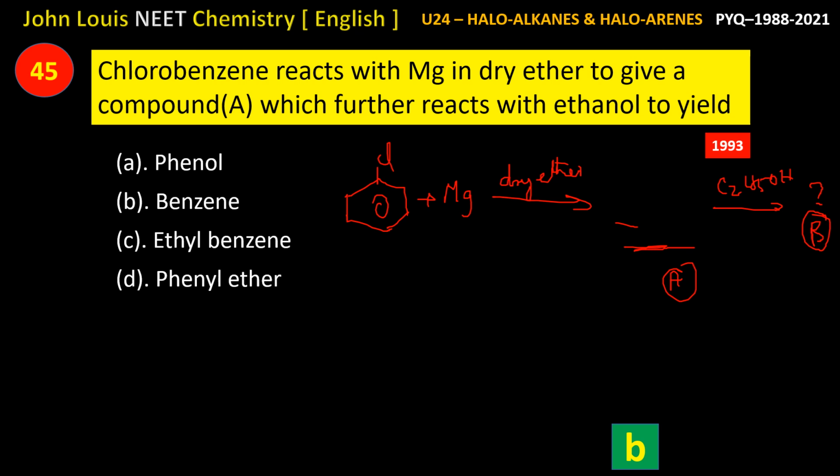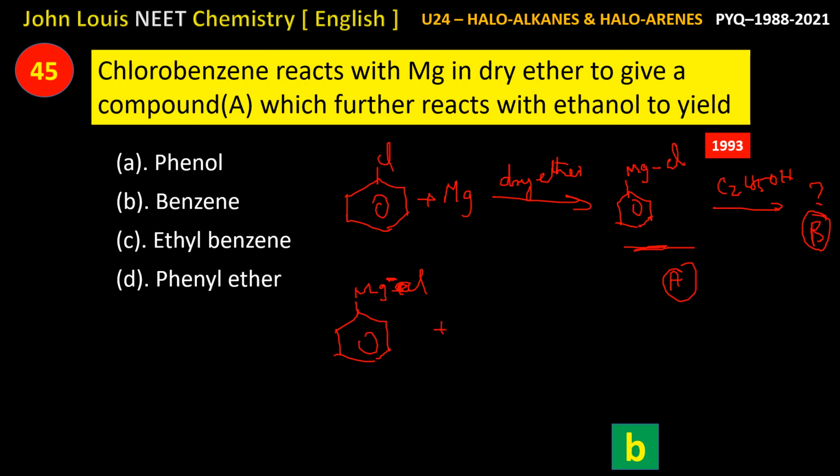When magnesium reacts with chlorobenzene in the presence of dry ether, what will we get? We will get phenyl magnesium chloride. This is a Grignard reagent. And when this is treated with ethanol, what will you get? That is the second step. We take it here. This is the Grignard reagent: Mg bond Cl, phenyl magnesium chloride.